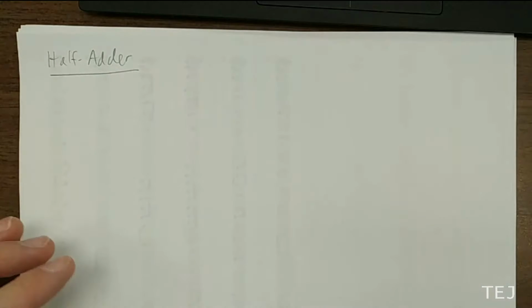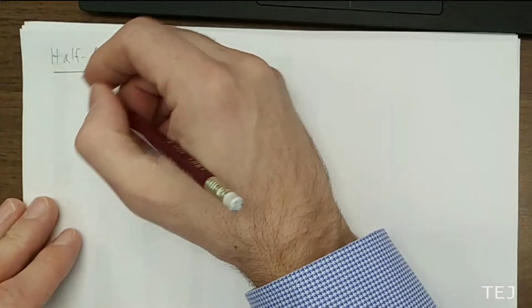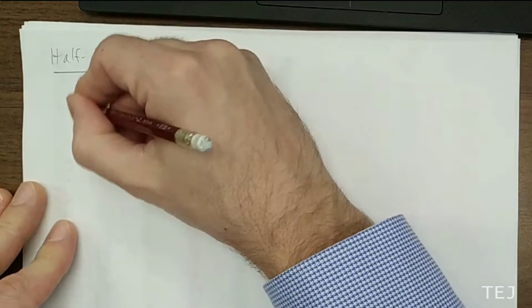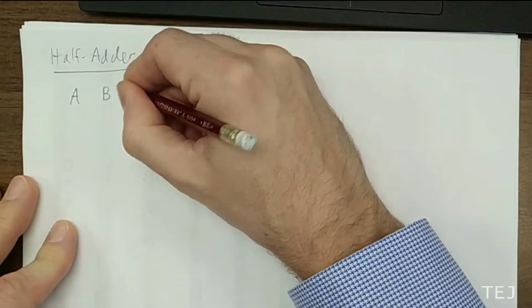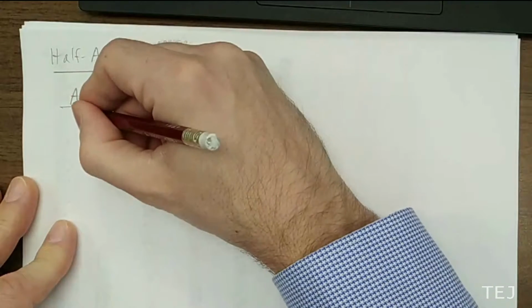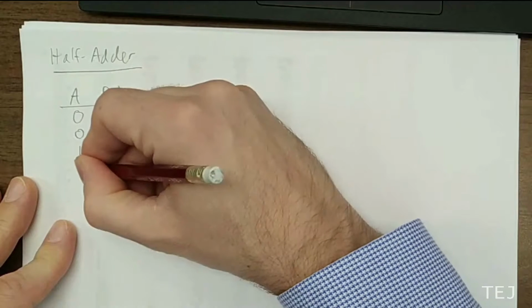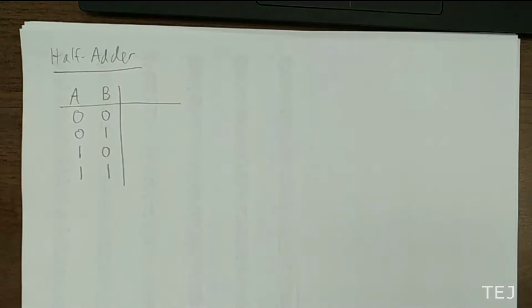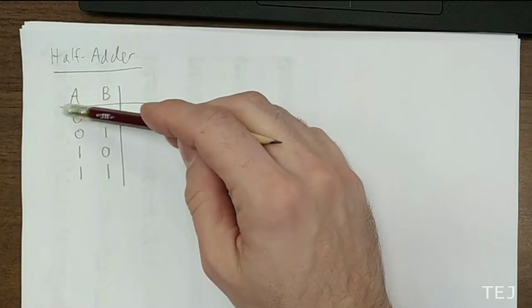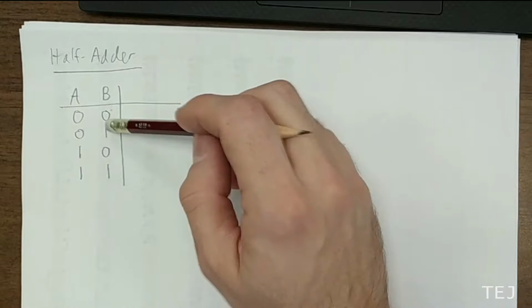Okay, so the half adder. We're going to be doing a circuit. We want to come up with some kind of a circuit here where, this looks familiar, right? Two inputs, A and B. We want to be able to add A and B together. That's what the half adder is going to be doing. So we want 0, 0 to give us 0. We want 0, 1 to give us 1.